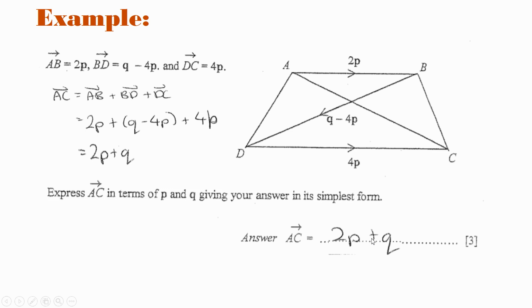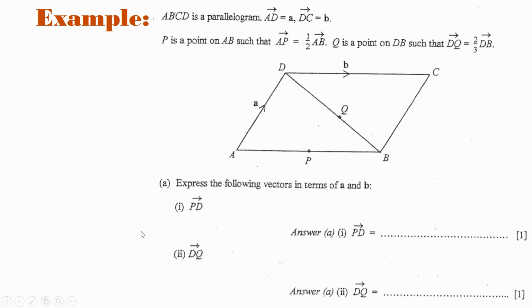Great. Next one. ABCD, it's a parallelogram, as you can see. AD equals A, and DC equals B. P is a point on AB such that AP is half of AB. So what do you think that's telling you about this point here? That's right, it's telling us it's a midpoint. It's telling us that this vector is half of AB. So hence P is a midpoint. It's just another way of expressing it.